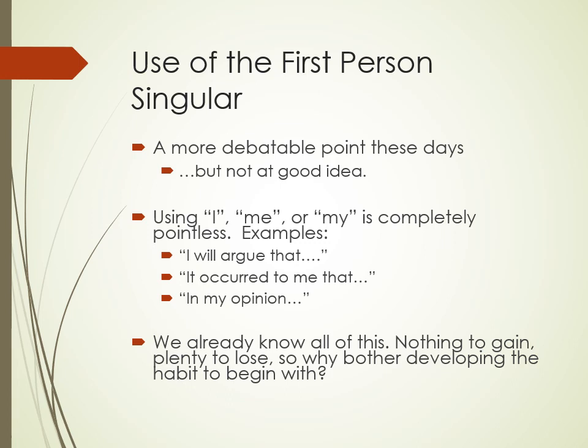Examples: I will argue that, it occurred to me that, in my opinion, blah, blah, blah. We already know all of this. How do I know this? Because you're the author of the paper. Everything in the paper is your opinion. Everything in the paper occurred to you, unless you are telling me that it came from somewhere else. So if I see a quotation, I go, oh, this occurred to someone else. But other than that, everything in the whole paper is yours. You don't have to keep constantly reminding me, oh, this is mine. Oh, that's mine too. Oh, wow, look at me. I'm smart. This is me too.